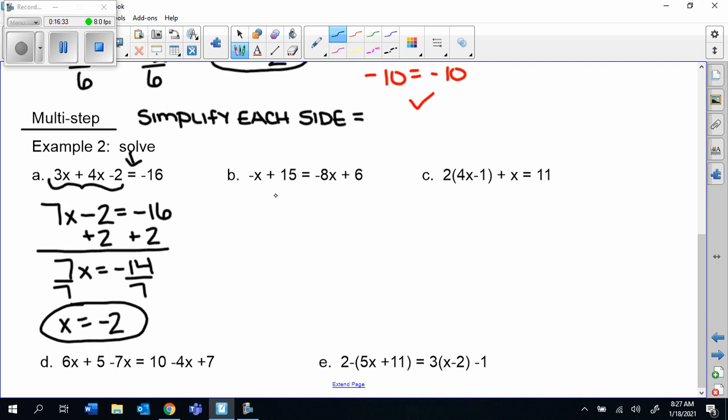Here, it looks like I have x's on both sides. It looks like I have constants on both sides. But when you look at each side individually, I can't put those two together. And I can't put those two together. So I'm ready to start gathering my terms on one side of the equal or the other. So I'm going to get this 15 to the right.